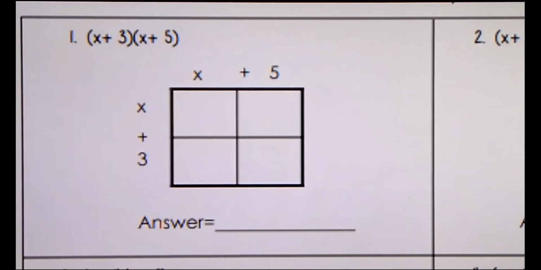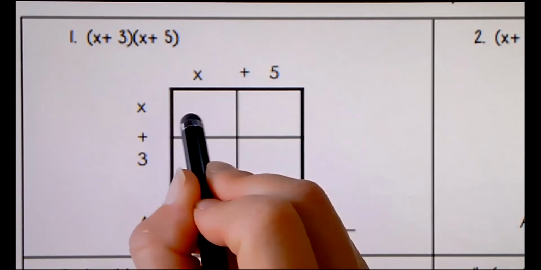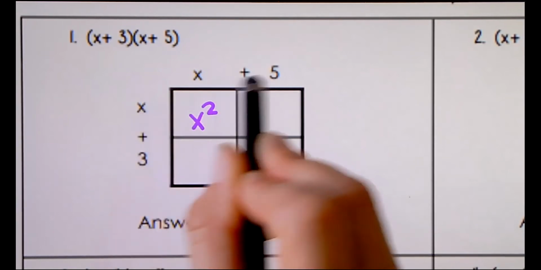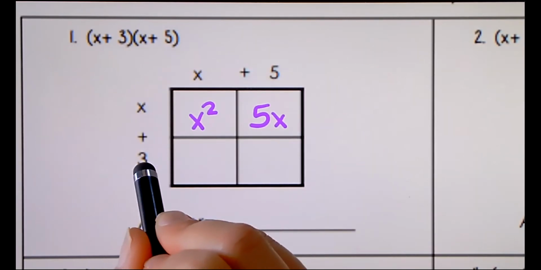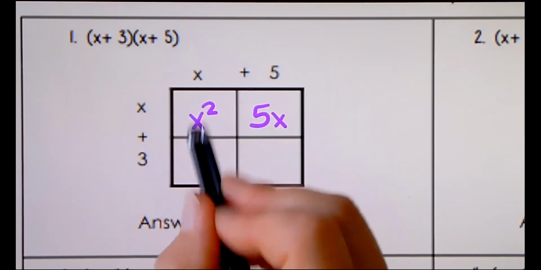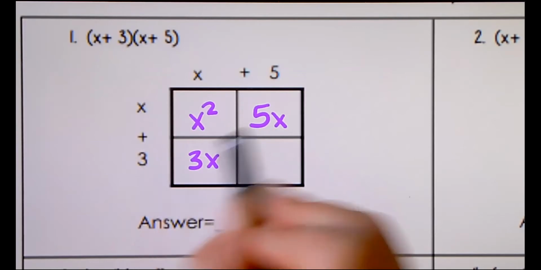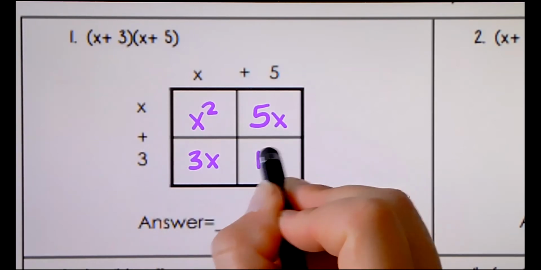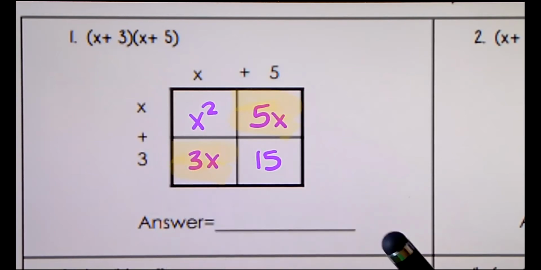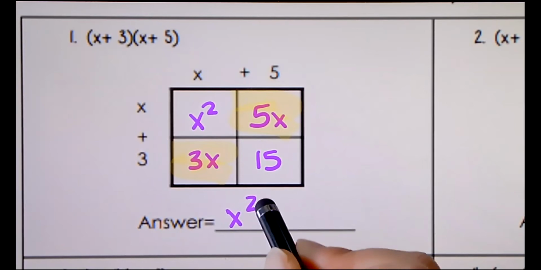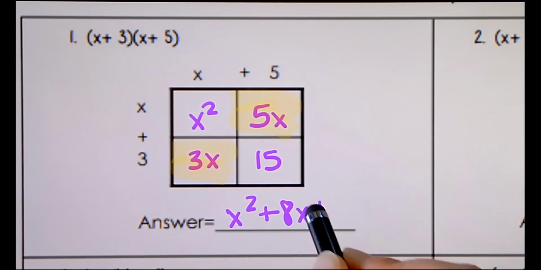So here we have x plus 3 and x plus 5, okay, and we're going to multiply these together. So x times x is x squared. My x times 5 is 5x. Now I'm going to take the 3 times both of these. 3 times x is 3x. 3 times 5 is 15. Again, I'm going to combine like terms. These are like terms, so I'm going to add those up. So I'm going to end up with x squared plus 8x plus 15.